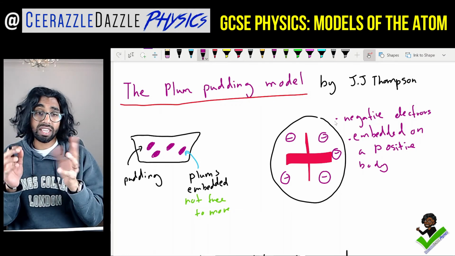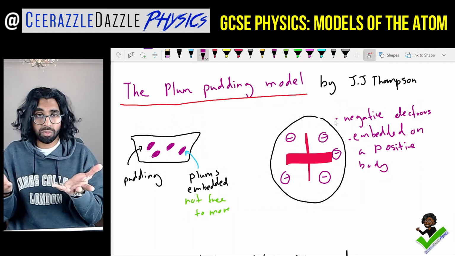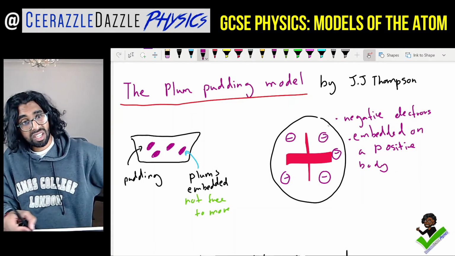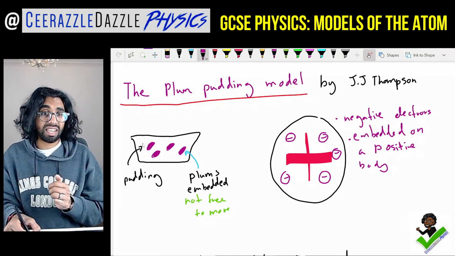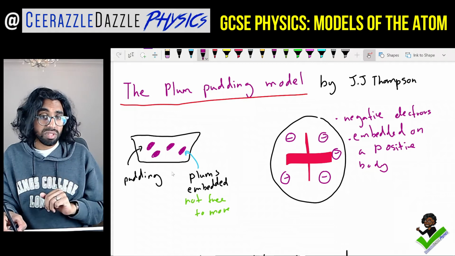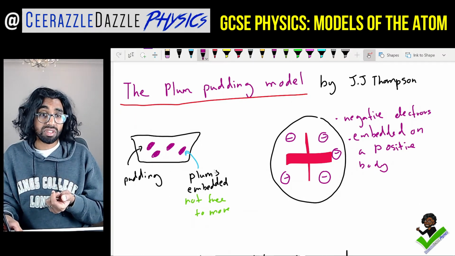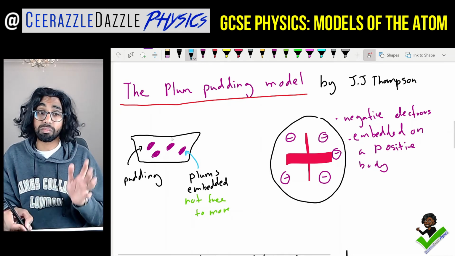Okay, and the reason why he gave it the name of the plum pudding model is because he thought he can try and make it more relatable to people. So imagine that we make you a pudding. Okay, so here's my pudding. And inside we have plums embedded within it. The plums are here to represent the electrons, and obviously the pudding represents the giant positive charge. So that's the reason why it's called the plum pudding model.